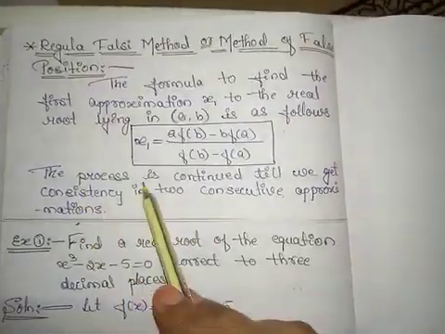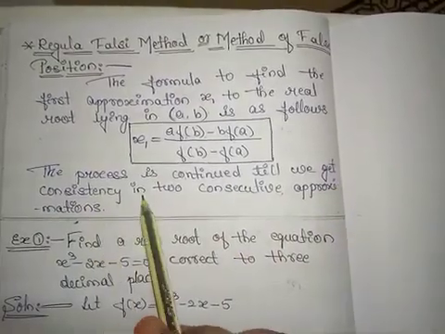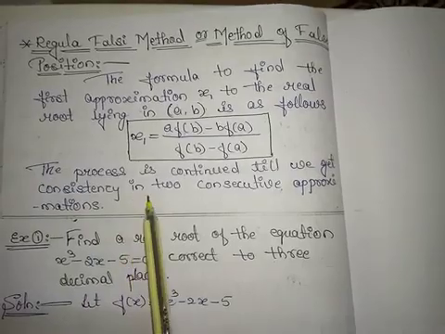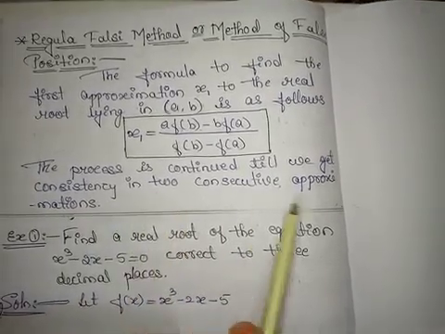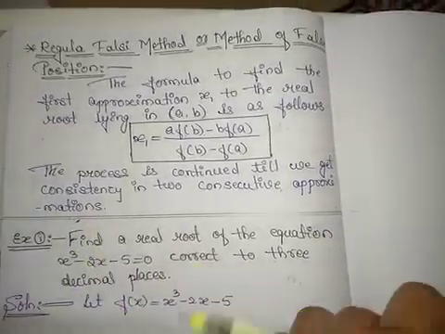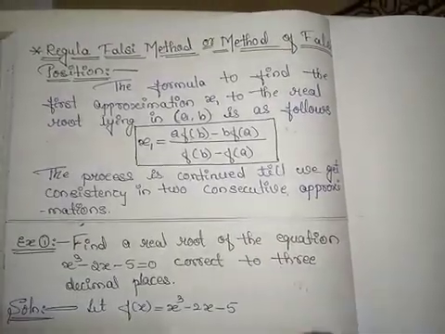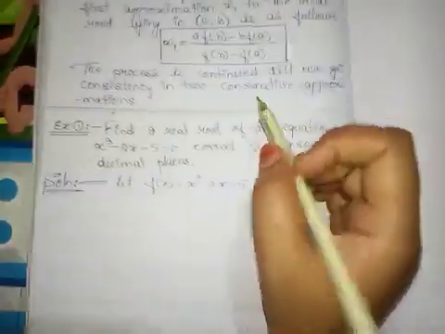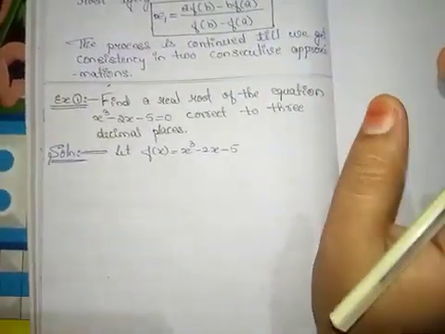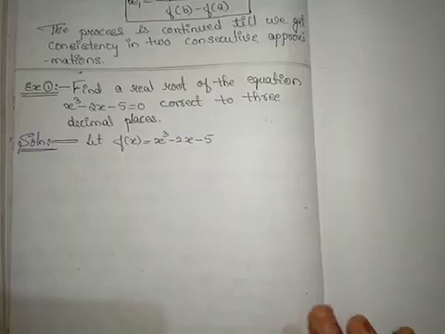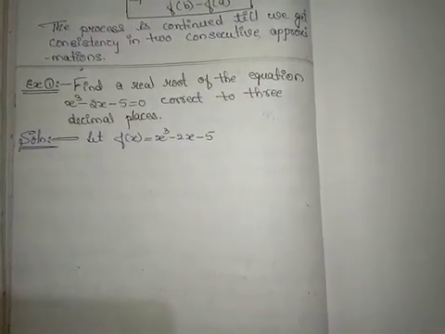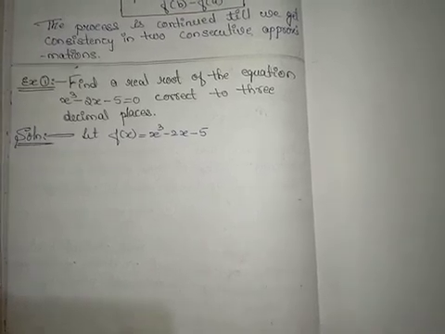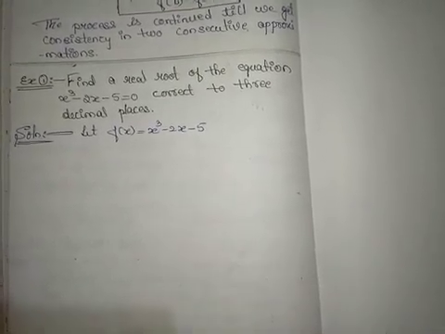Okay, the process is continued till we get the consistency in two consecutive approximations. You already know what is the meaning of consistency in two consecutive approximations. Means the consecutive values of x are approximately the same. Here we don't have the working procedure. Just go for the first example. I will solve in detail. You will know what is the procedure of this method, that is regula falsi method.